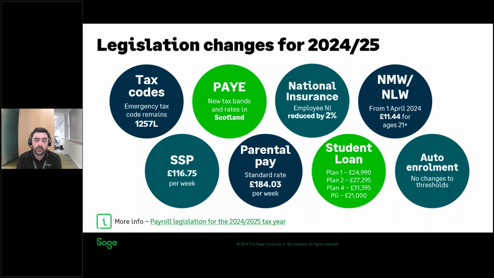And for automatic enrolment, there's no change to the earnings trigger or the upper and lower level of qualifying earnings. So all of those thresholds remain the same. You can read more about this following the link on the slide.